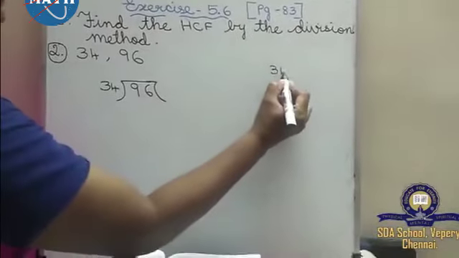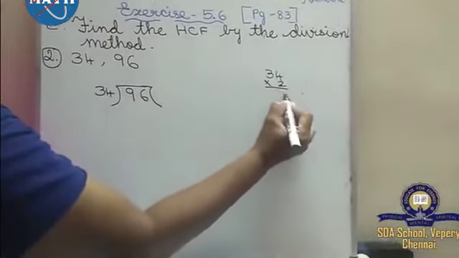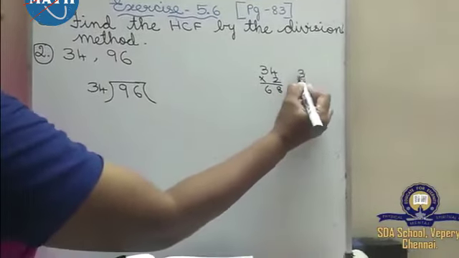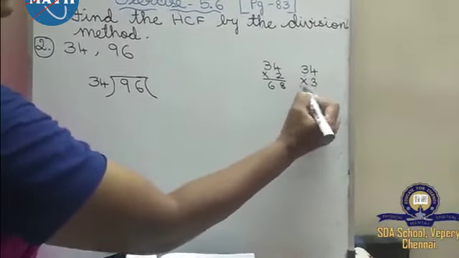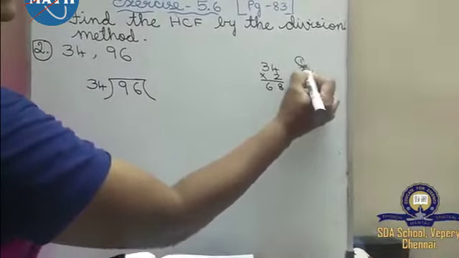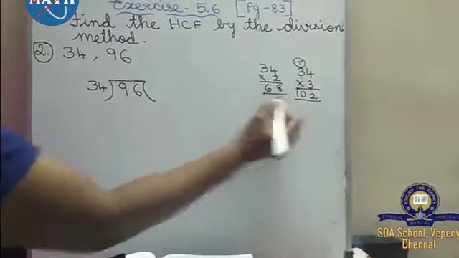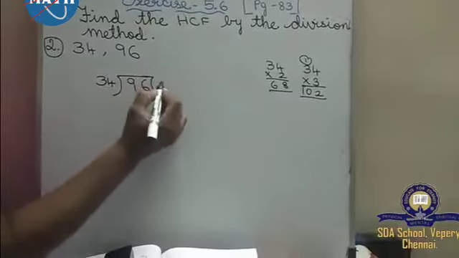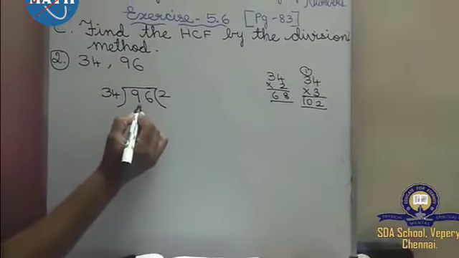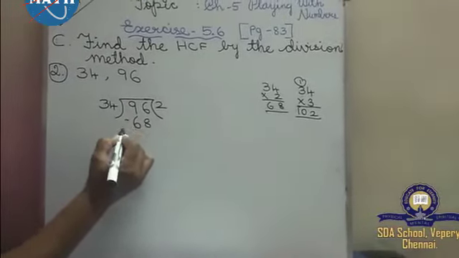So, 34 2s are what, children? 4 2s are 8, 3 2s are 6. 34 into 3, 3 4s are 12, 102 is coming. So, can we put 102 here? No. So, you have to write 34 2s are 68. So, you have to subtract.